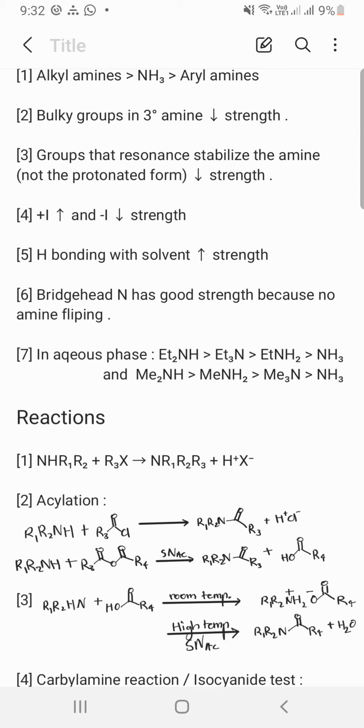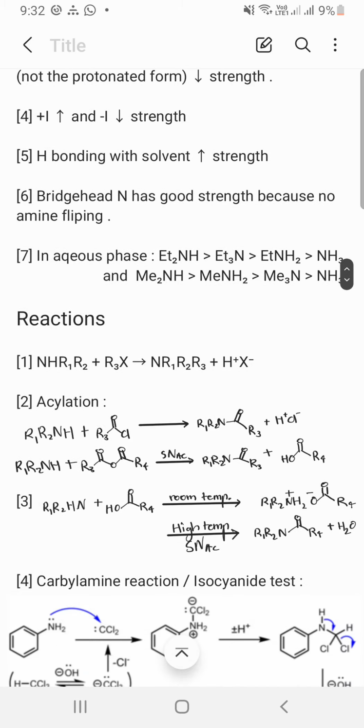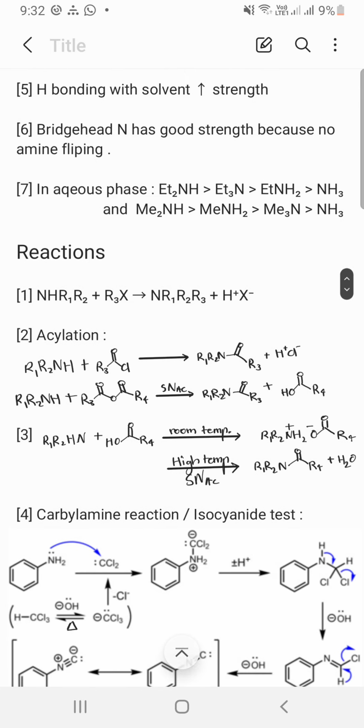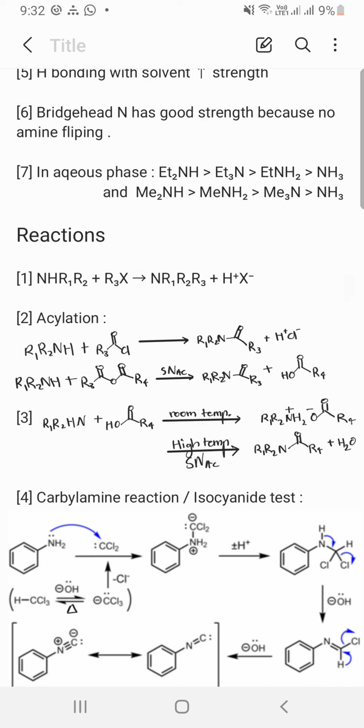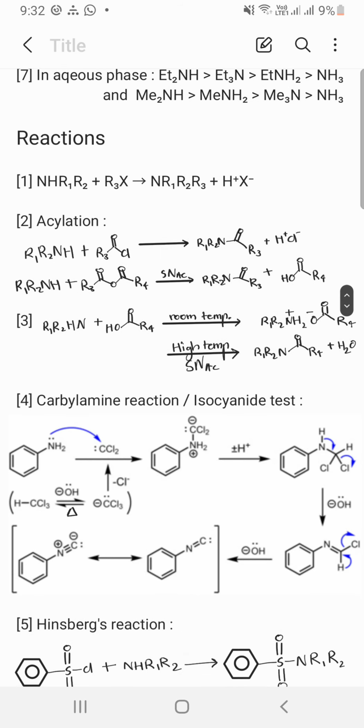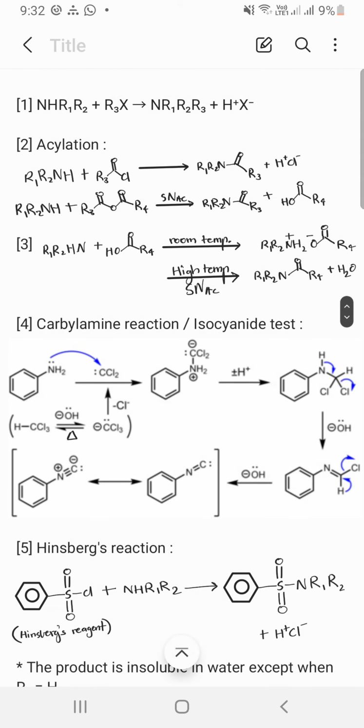In aqueous phase, Et2NH. So this you have to remember. Okay, I won't spend time on memorizing this thing. Fine. Reactions. This is well known. Okay. Acylation. So first acylate this thing, and then what? Why do you acylate it? Okay, whatever. Acylation, more like formation of an amide.